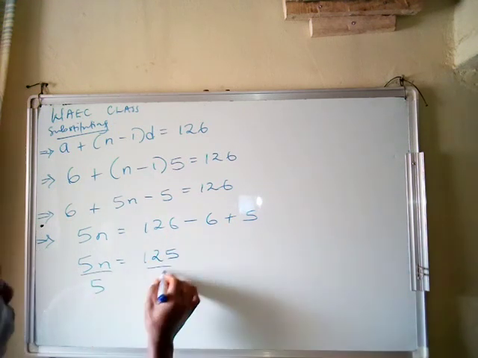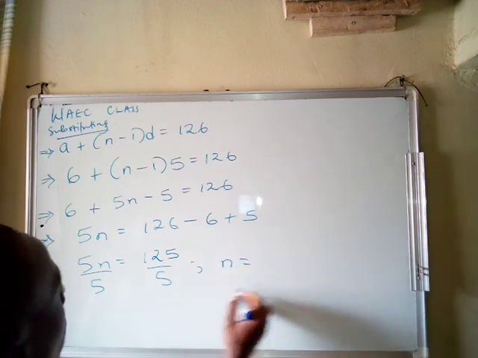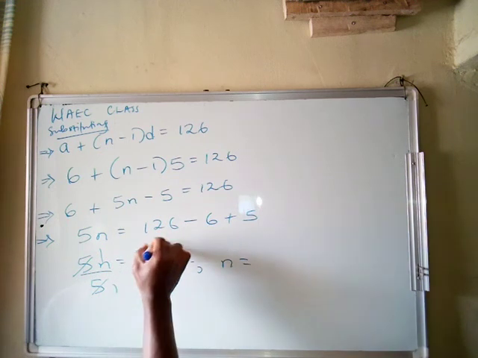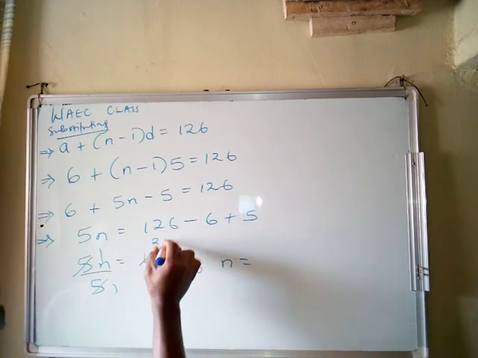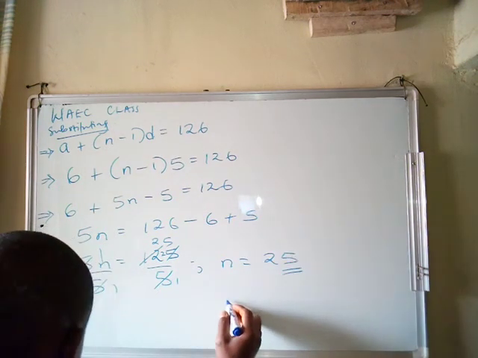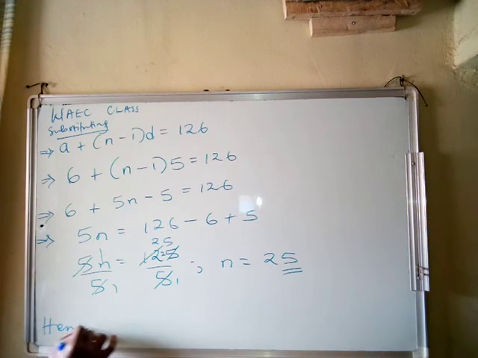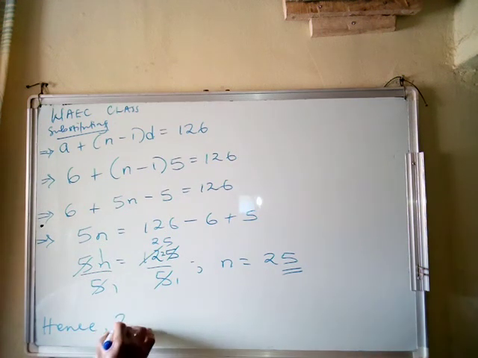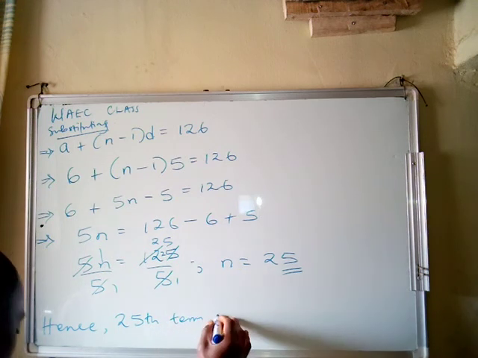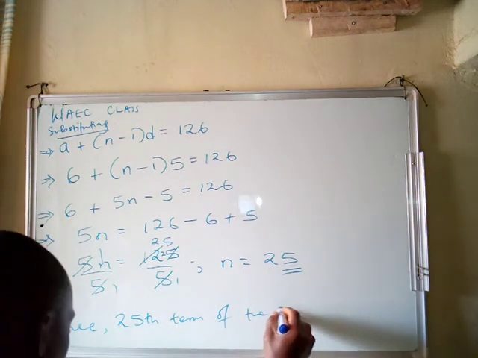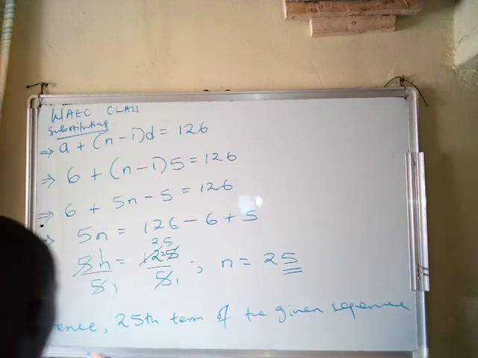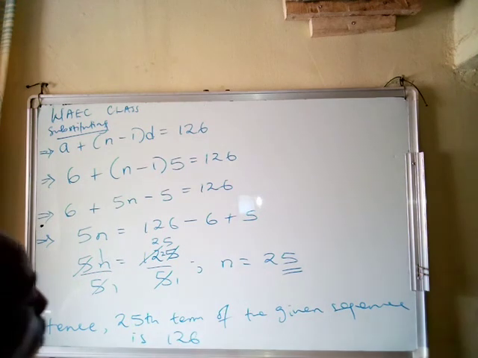So if you divide both sides by 5, you're going to have that n is 5 here 1, 5 here 1. 5 into itself is 1. 5 into 12 is 2. 5, remember 2 here. 5 into 25 is 5. So n is actually 25. Hence, if it's in your WAEC, you must ensure that you state your answers accurately. So the 25th term of the given sequence is 126.